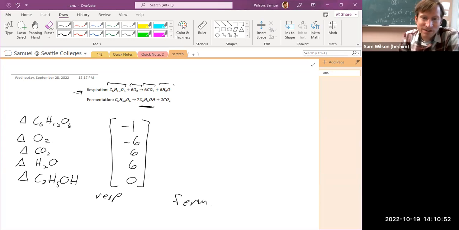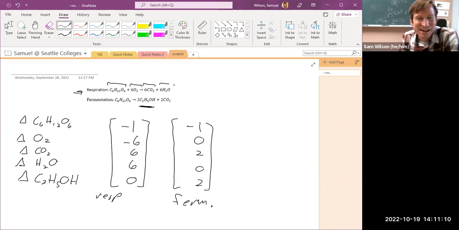Fermentation will have its own vector. So fermentation uses 1 sugar, so it decreases the number of sugars by 1, doesn't use any oxygen. It produces 2 carbon dioxide, no water, and 2, again, I think that this is an alcohol. All right, so each reaction gives you a move that you can make.